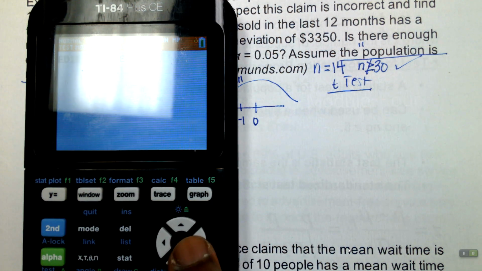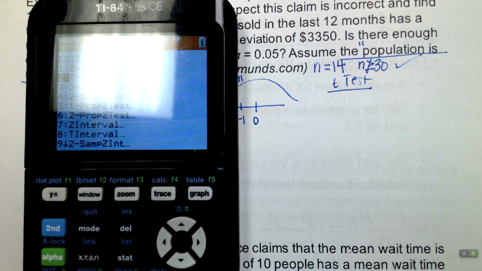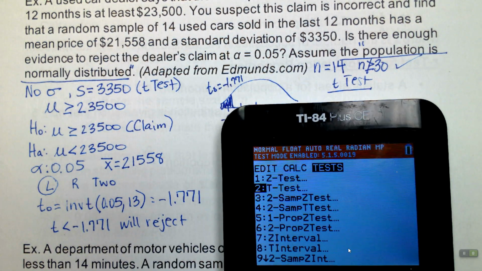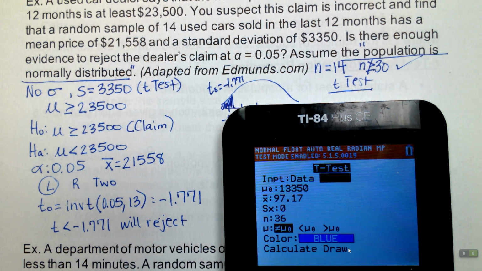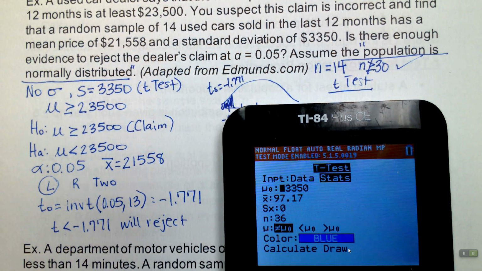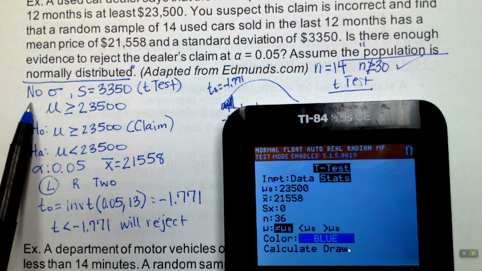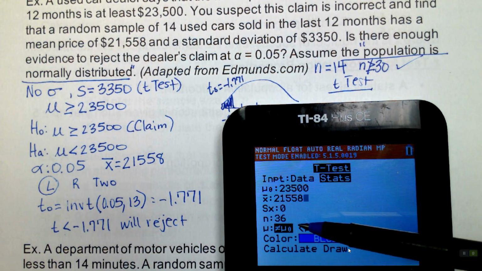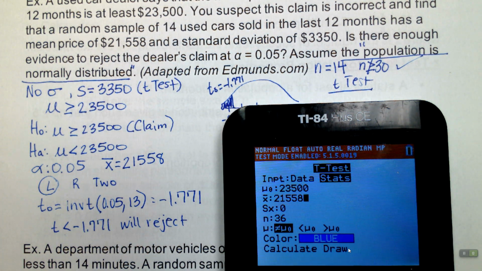All right, so we're going to stat test. We're in the t-test. Again, data means we have L1. Stat means we have all of our information. So I'm going to put everything in. So there's that claim number. Sample mean. Notice it did not ask us for a population standard deviation because we don't have one. We already verified we don't have one. So if you have one on your paper, but you run the t-test, you run the wrong test. Get out. Go back and do your z-test.